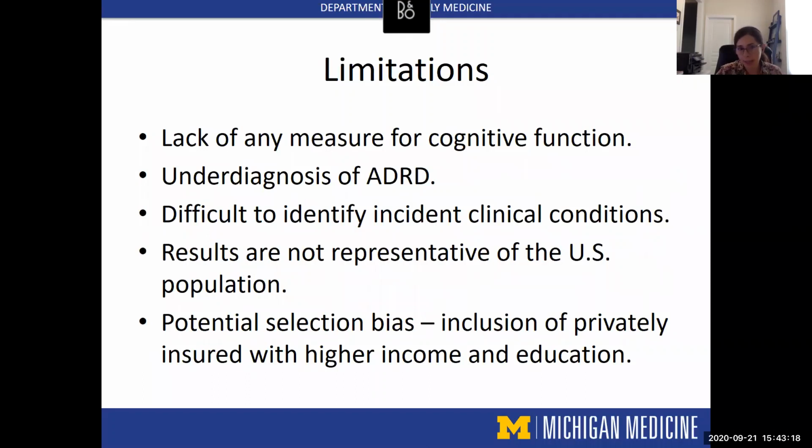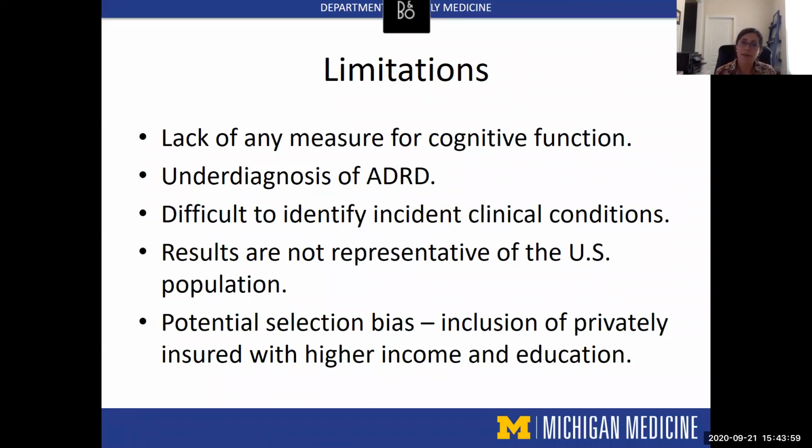So our study had a few limitations. Let me just check the time. I'll go through them very quickly. These are obviously based on claims data. We know there is an issue regarding underdiagnosis of ADRD, and some other conditions such as MS are also underdiagnosed. And there is a lack of other measures of cognitive function. There is no objective method of ADRD diagnosis. So when we use claims data, we have to be aware of that.